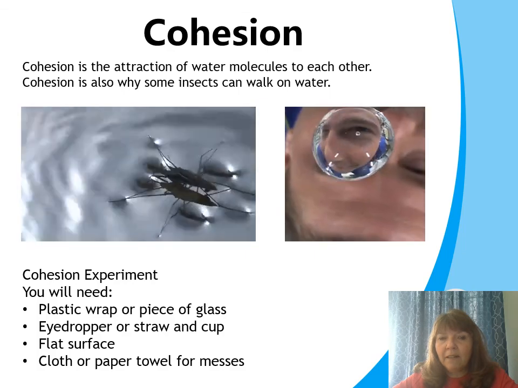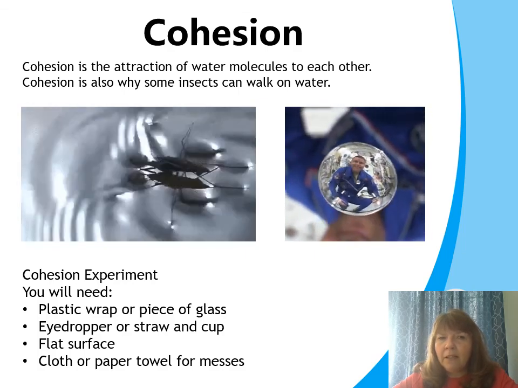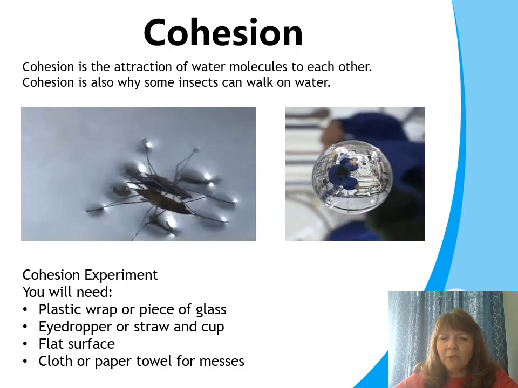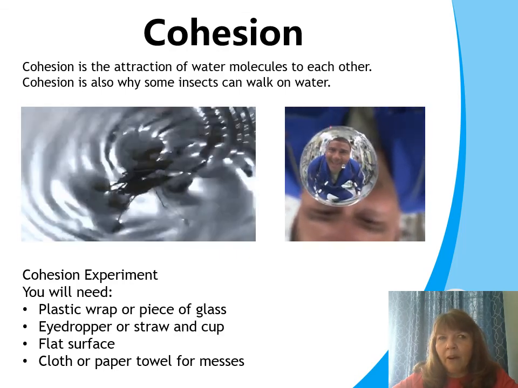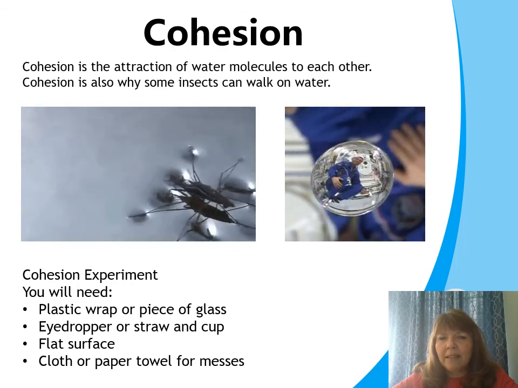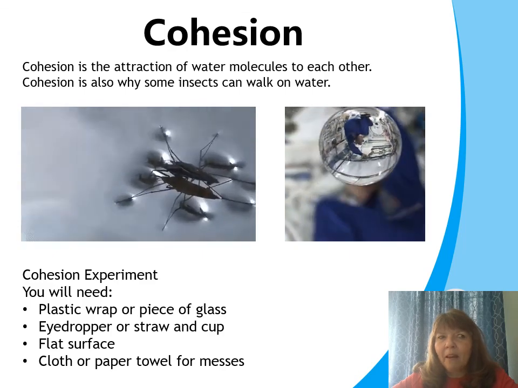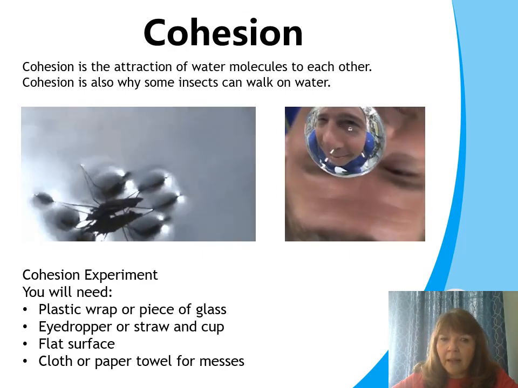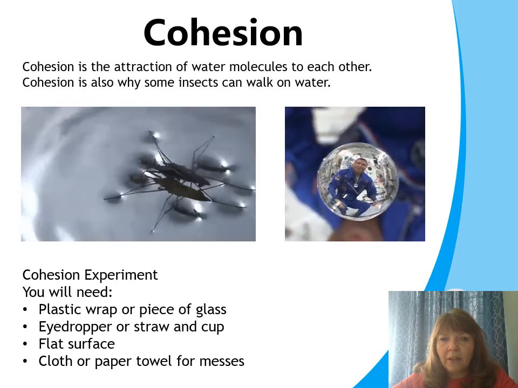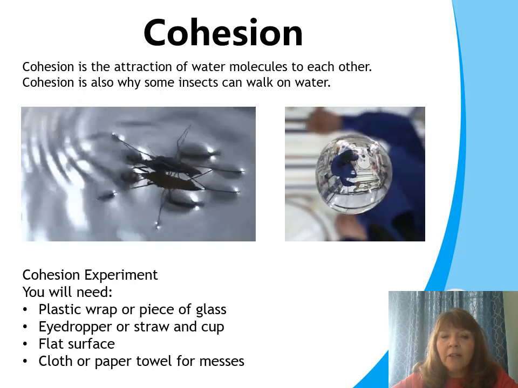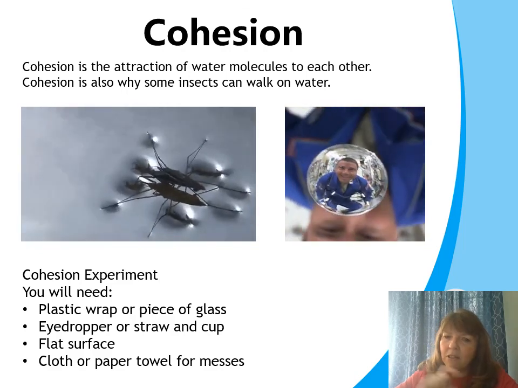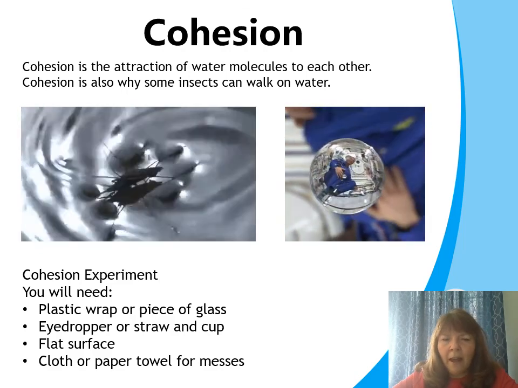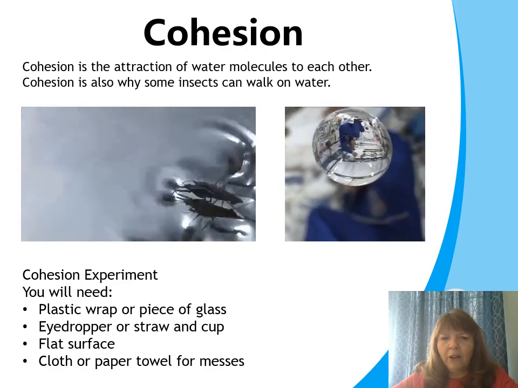To get ready for this experiment, you'll need some plastic wrap like saran wrap, or a piece of glass like a mirror, or a glass that is in a picture frame. But be careful, glass can be very sharp, so make sure the edges are protected. You'll also need an eyedropper, and if you don't have an eyedropper, just a regular old drinking straw and a cup to hold the water will work, and I'll show you how that works.